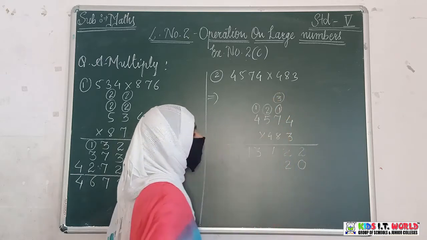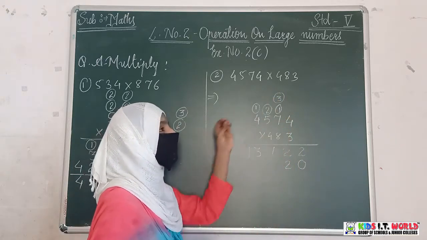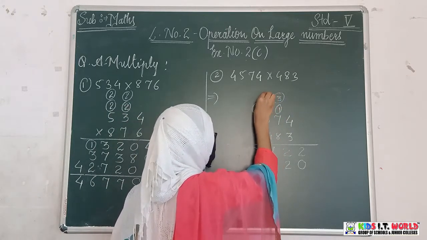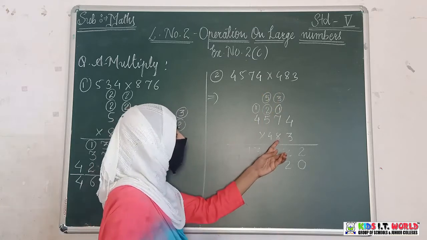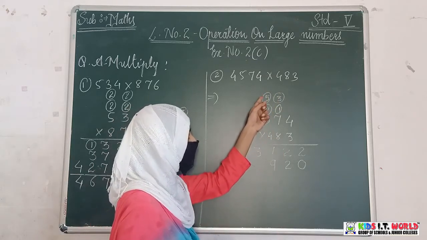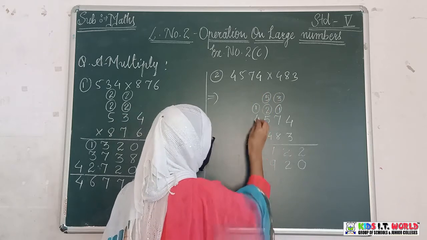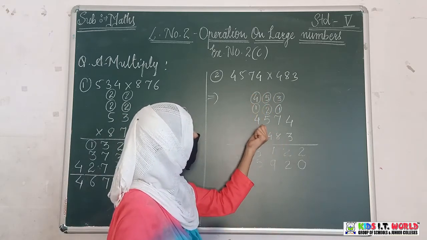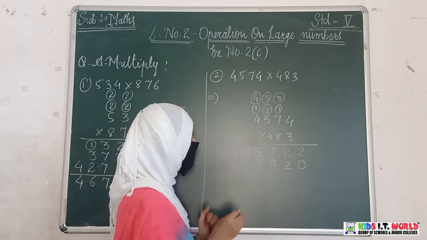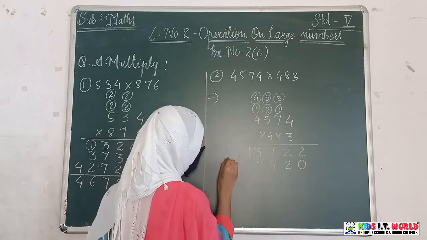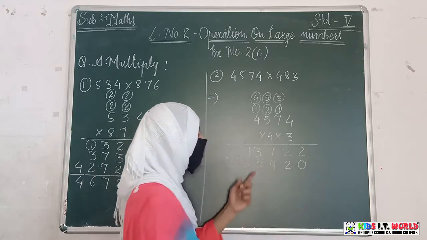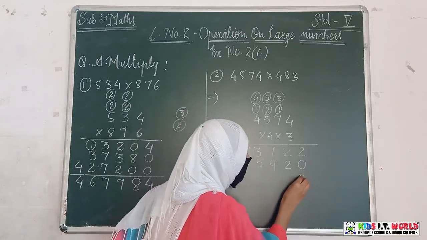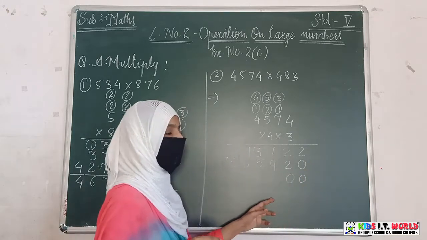8 7s are 56. 56 plus 3, 59. So you will write 9 here, 5 will be carried. 8 5s are 40, 40 plus 5 is 45, 4 will be carried. 8 4s are 32, 32 plus 4 it is 36. Now coming to the third step, your 0 will increase by 1. So you will write 2 zeros here.